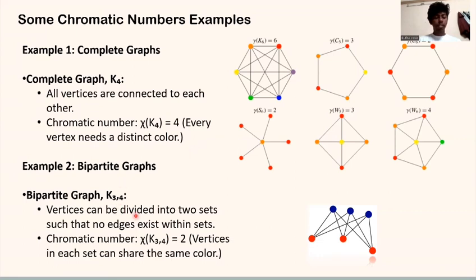Next one, bipartite graph. If a graph is a bipartite graph, there is no need of checking the graph coloring rules. Just by seeing the type of graph, that it is bipartite, we know that its chromatic number is 2.